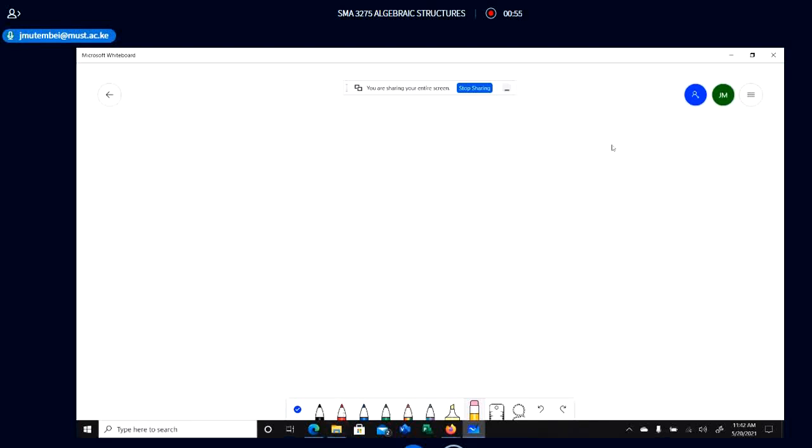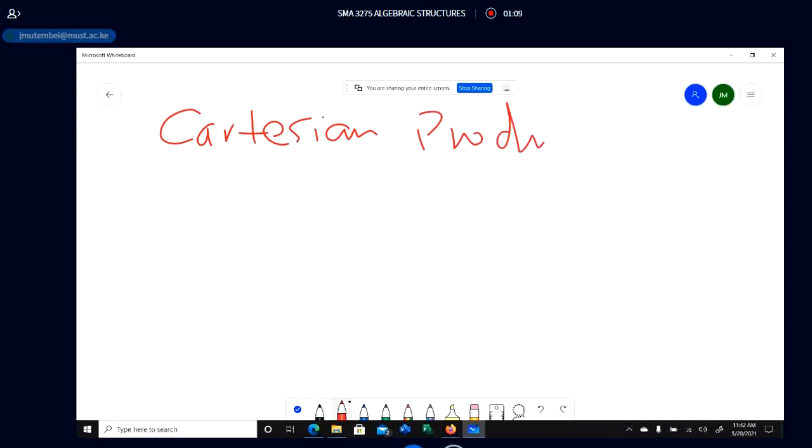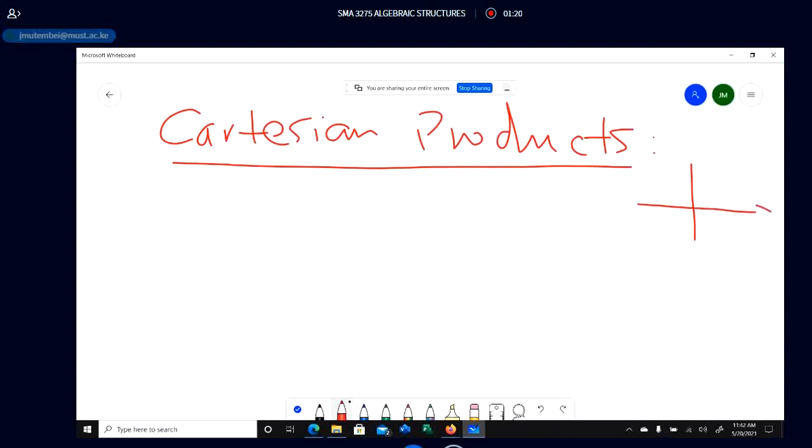So from set theory, the concept of Cartesian products is not new. Cartesian products borrow quite heavily from our knowledge of the XY axis, where we have the x-axis and the y-axis, and we normally give points on the Cartesian plane. We call this the Cartesian plane, and we give points in the form of ordered pairs, x, y.